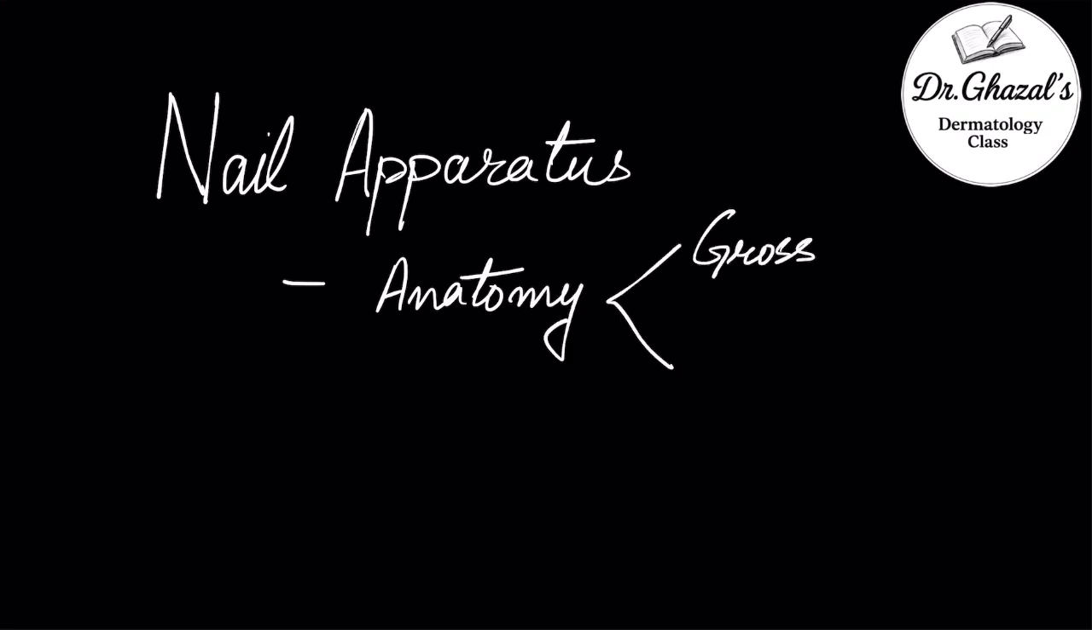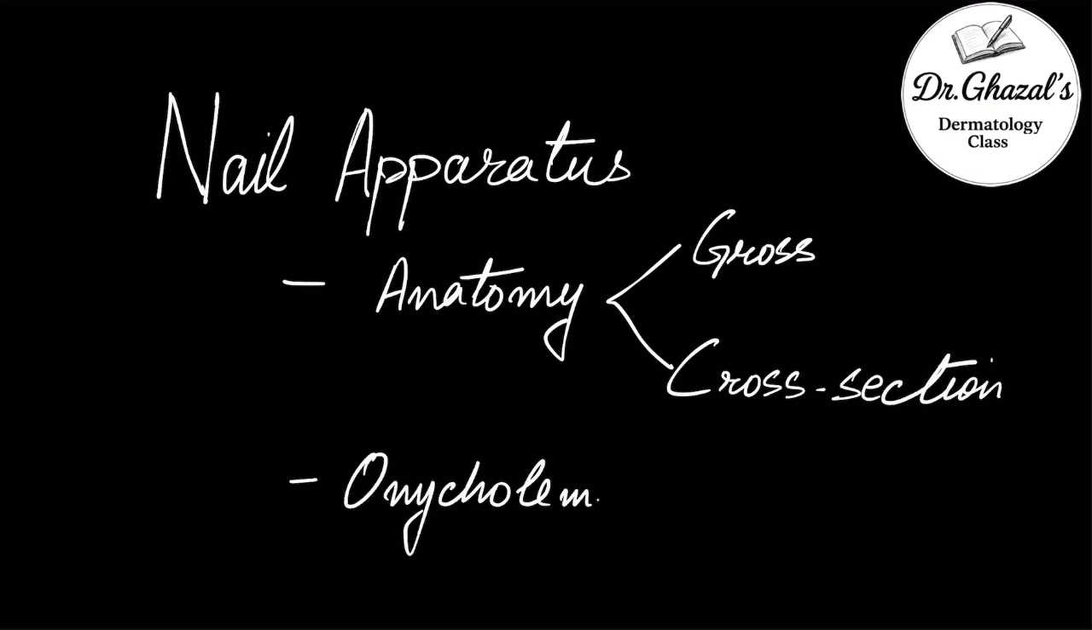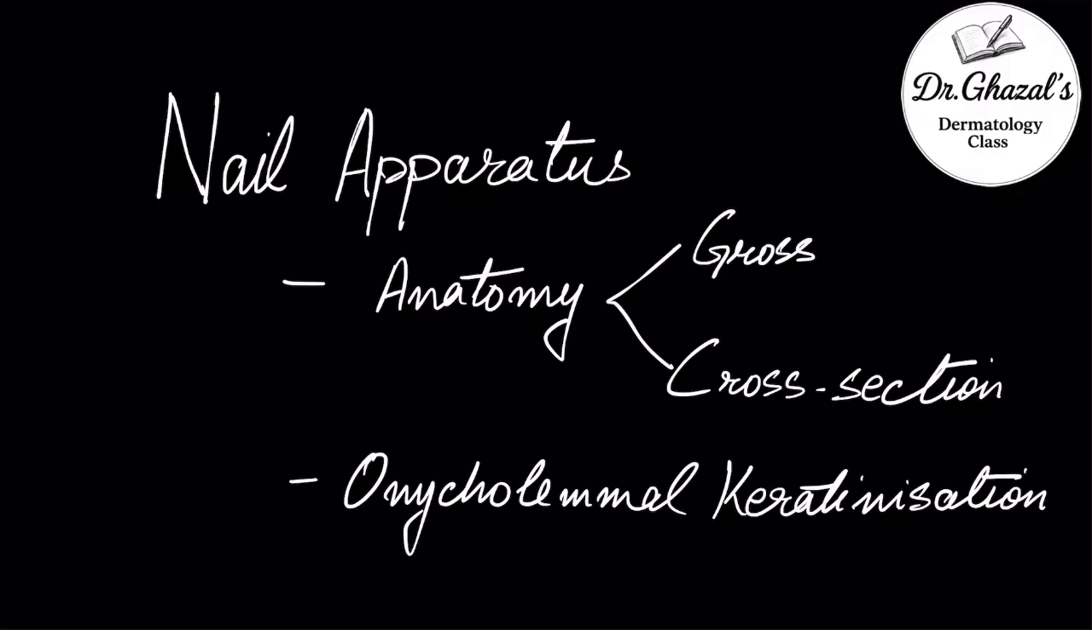Hello everyone. In today's class, we are going to study about the nail apparatus, a topic which is quite often ignored. We'll learn the anatomy of nail apparatus, both gross and cross-sectional anatomy in detail. The onycholemmal keratinization, which is different from the skin keratinization, will be dealt in today's class. So let's start the class.